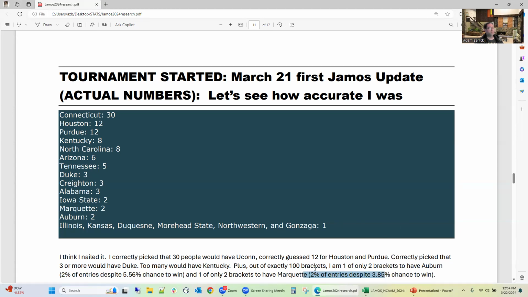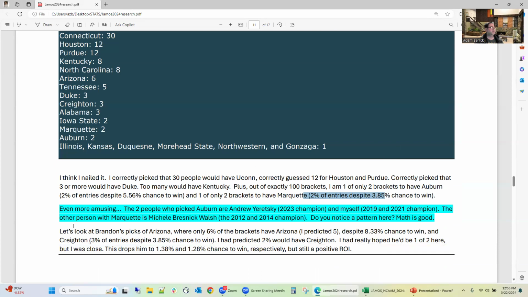That's wonderful. I will do that as many times as I'm allowed. If I was allowed to enter more brackets, I would do that and pick all these teams that have scenarios like this. Now, to show you why math is important, this is what I really found amusing.